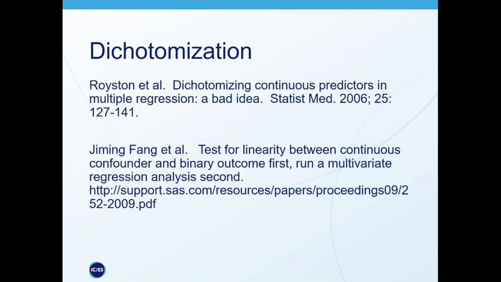I've included here two really nice, easy to read references. The first by Royston, who is a statistician who just happens to write in English as opposed to math. And the second one is from our wonderful methodologist here at ICES, Jiming Fang. And this is a SAS Global Forum presentation that he gave a while ago. So both of these presentations will discuss in more detail what happens when you dichotomize a continuous predictor.